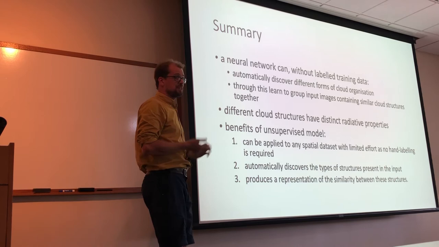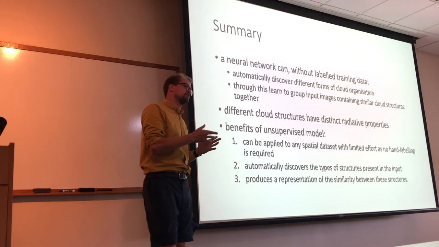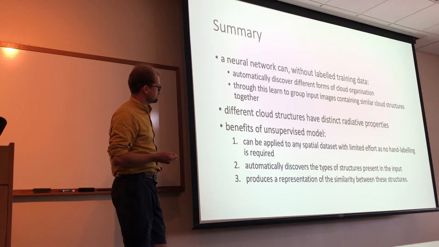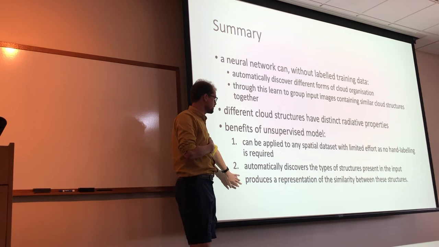So this is really just an extension of using convolutional neural networks to do something where things look like images. And as I mentioned already, you can use it for this similarity between cloud structures, which I think is really cool. So that's all for me.